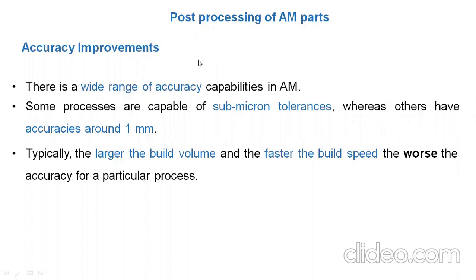Typically, the larger the build volume and the faster the build speed, the worse the accuracy of a particular process. You can identify this if you are increasing the speed of the manufacturing process. As we know, the AM process is a very slow process. It takes a larger time to manufacture a single component. At a time you can manufacture more components, but it takes larger time, meaning the process cycle time is larger. If we increase the speed of the process cycle, then accuracy decreases. So maintaining the accuracy of your product plays an important role.